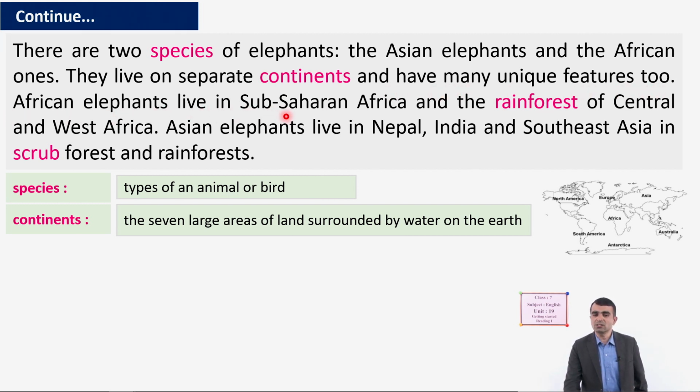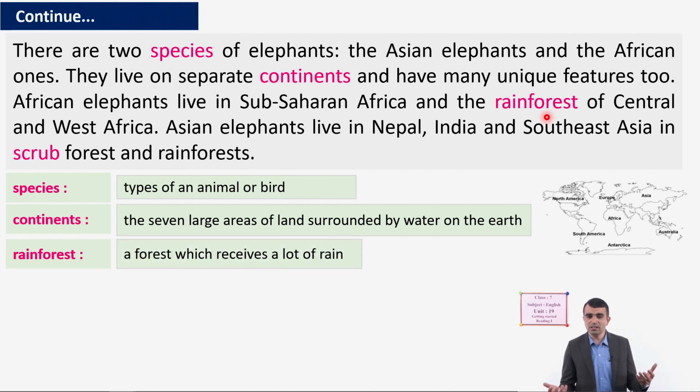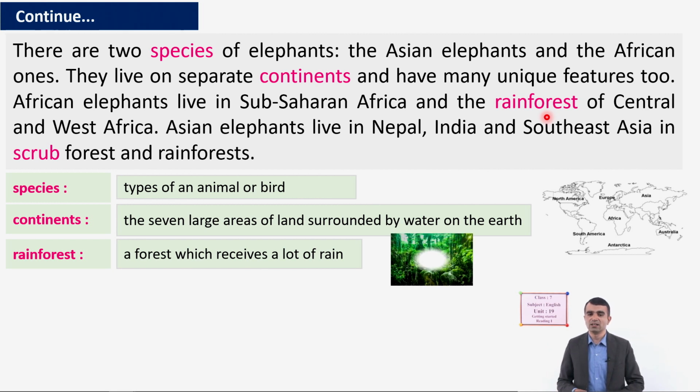African elephants live in sub-Saharan Africa and the rainforest of Central and West Africa. Now rainforest means, what is it? Rainforest means a forest which receives a lot of rain. So you can see here in the picture, when there is much rain the forest is always green, isn't it? Now what type of elephant lives in these rainforests, Asian or African?